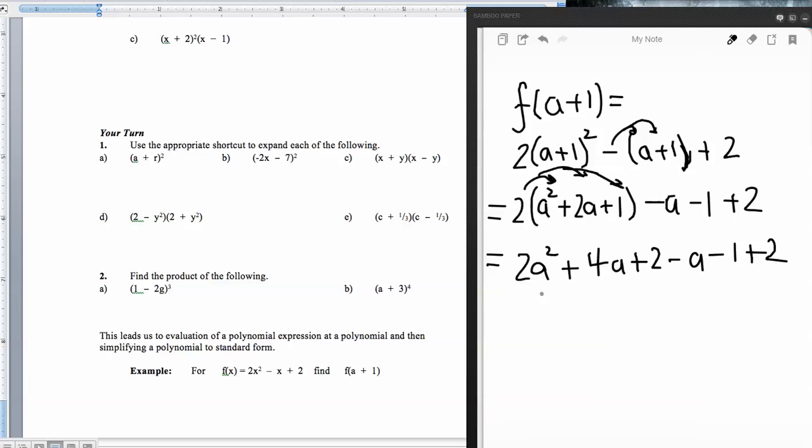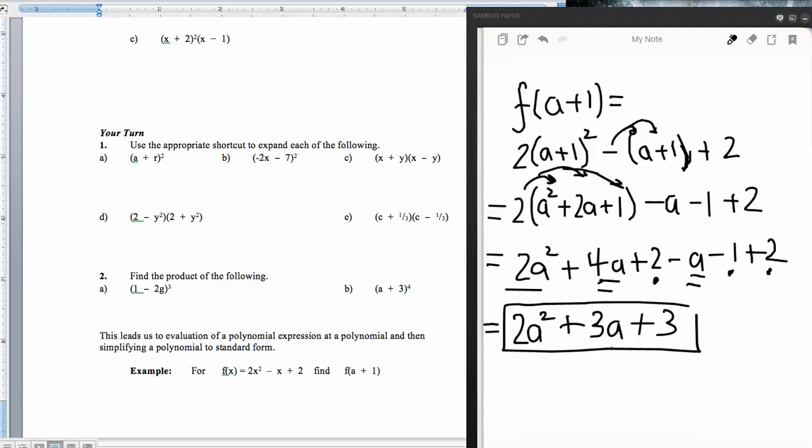And now we'll want to combine like terms. So there's only one a squared term, so I'll write that down, 2a squared. And then I have a term here and an a term here. So I have 4 minus 1 of those, which is 3 a's. And then I have constants here, here, and here. So 2 minus 1 is 1, and 1 plus 2 is 3. And so there's my evaluation. F of a plus 1 is 2a squared plus 3a plus 3. And that finishes chapter 7.3.